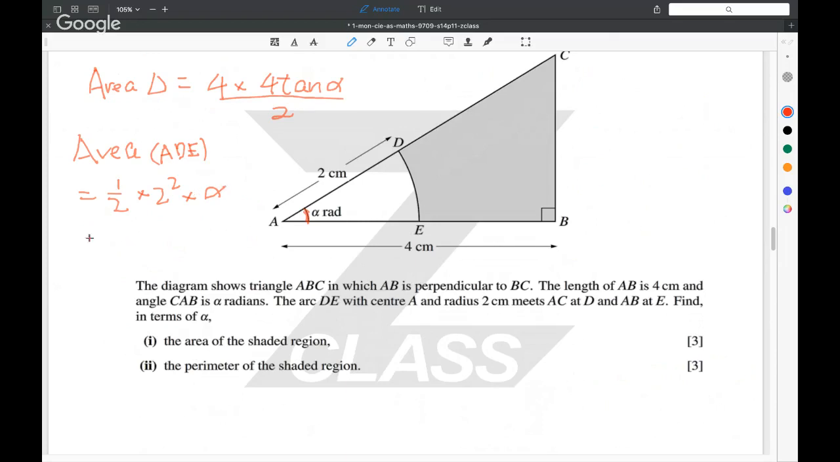So the shaded region is just the difference between the triangle and this sector of the circle. So it will just be 8 tan alpha minus 2 alpha.